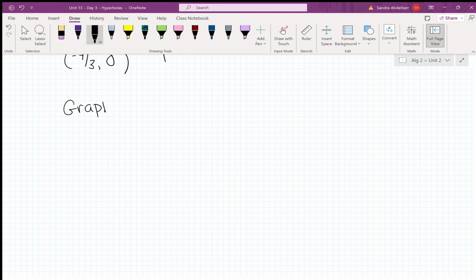Graph. Did I do this one already? I can't remember which ones I've done now. Actually, I'll give you a harder one.